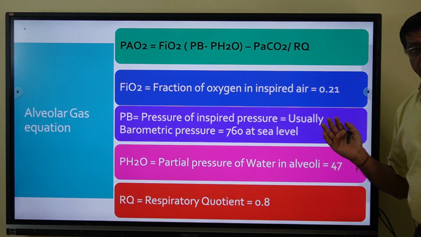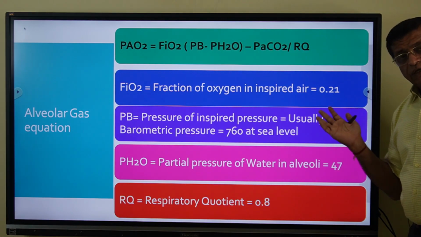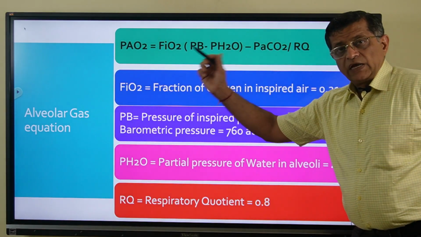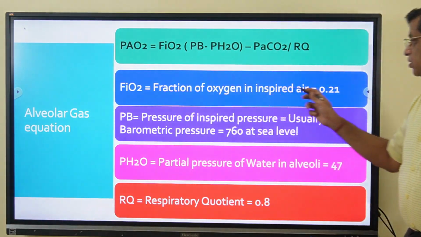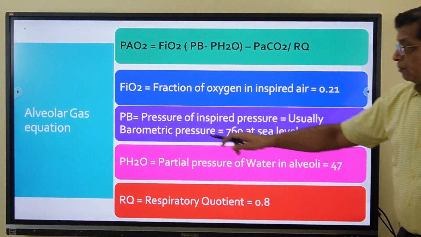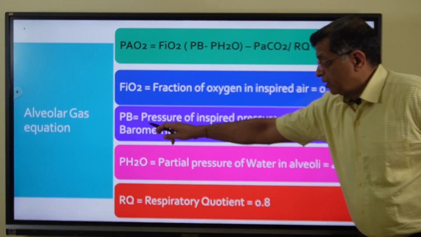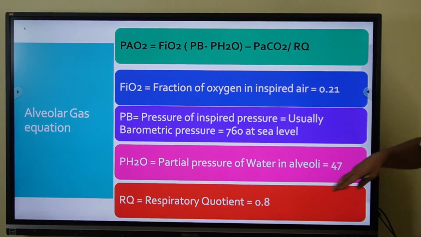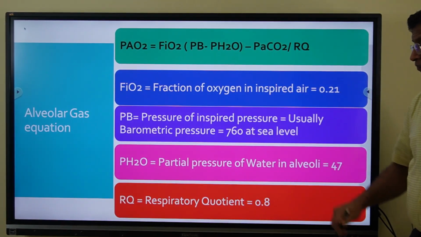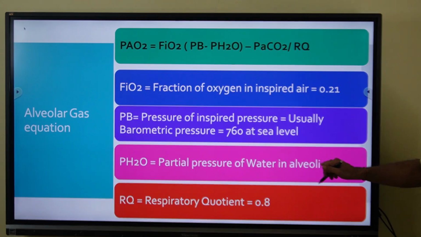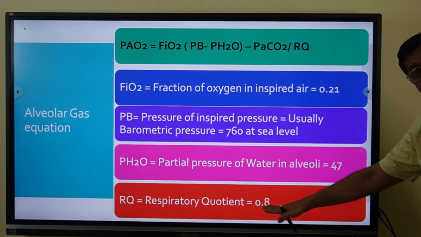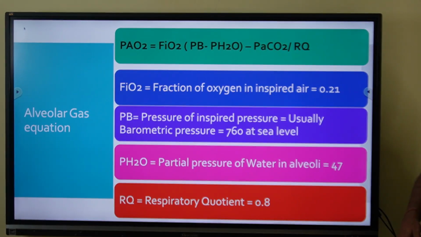You would feel that this is a very complicated equation, but this can be largely simplified, because if the ABG is being done at room air, then the FiO2 is 0.21. Barometric pressure, unless we are at very high altitude, at sea level is 760, and the partial pressure of water in alveoli is usually 47. Lastly, respiratory quotient is usually 0.8. So we can simplify this equation.